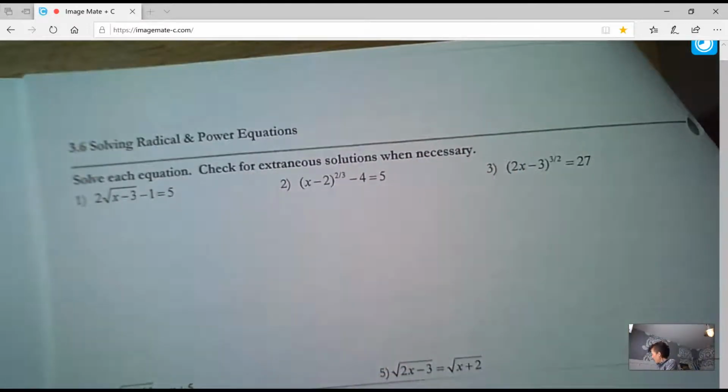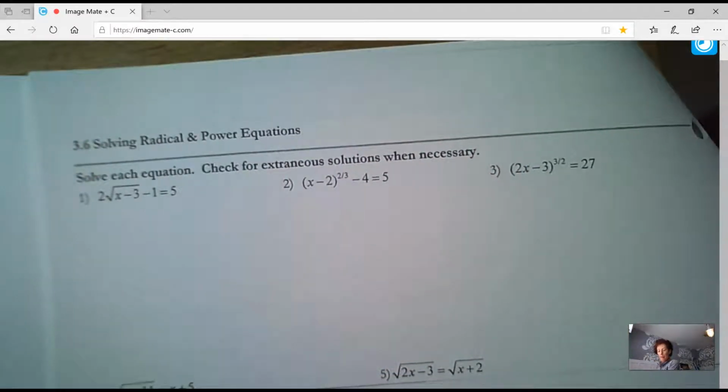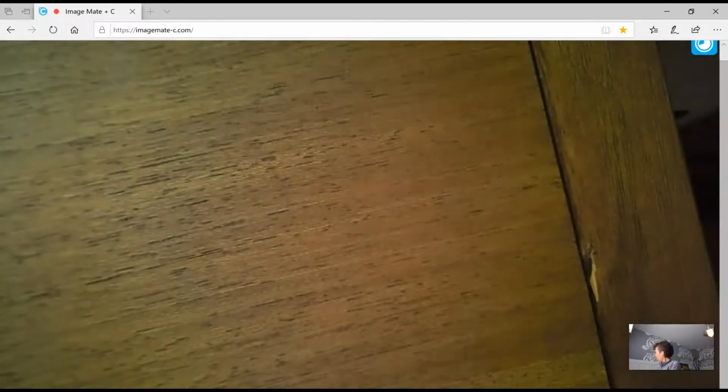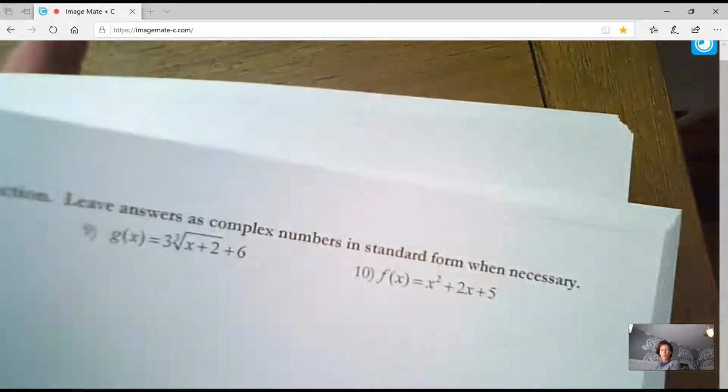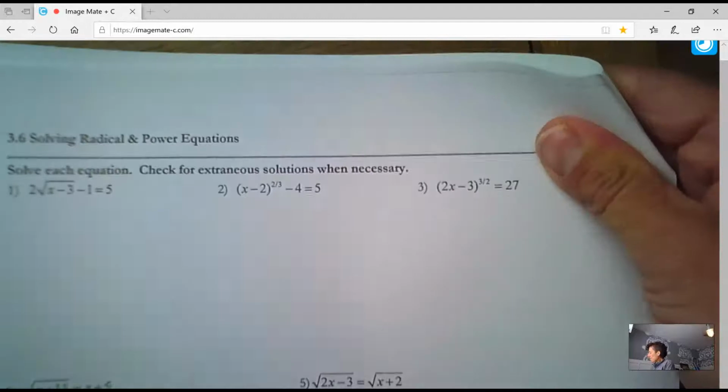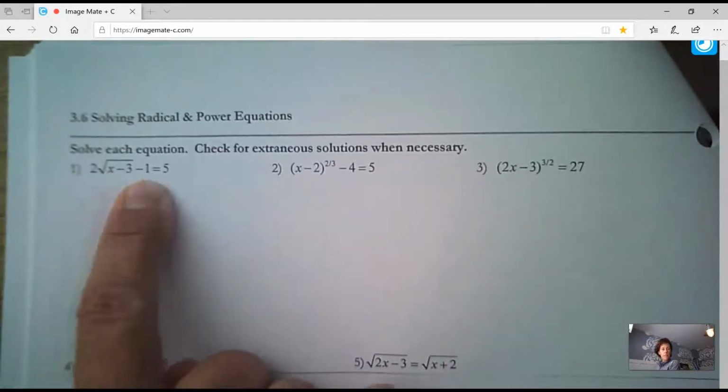So I'm on page 49 in our white packet, and the problems I wanted you to look at were this page and all the way up through problem 10 on the following page. So here we go. Let's start. So we're going to solve each equation.